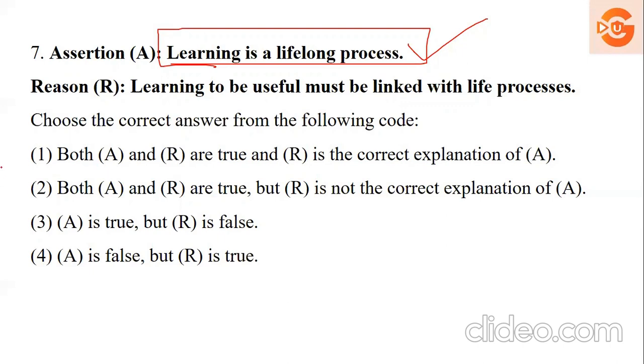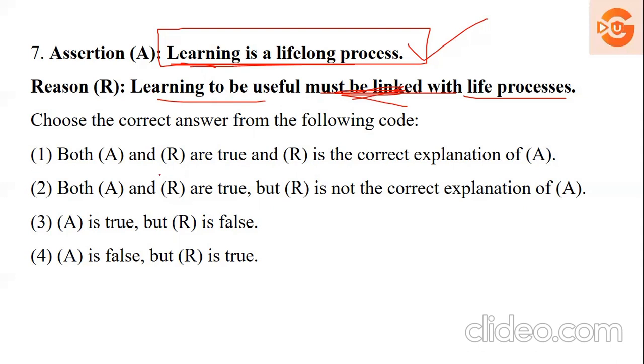At the same time, what reason has been given? Learning to be useful must be linked with life processes. Yes, if we want to make it useful, then whatever happens in our life processes, it has to be linked. Every day we learn a new lesson. Now it depends, you have to be very active, you should know what lesson we learn. Every day is a new lesson for us, so it has to be linked, only then will there be a connection. So if you see, A and R, both are true and it has a correct explanation. If you want to make it lifelong, then every process of life has to be linked.